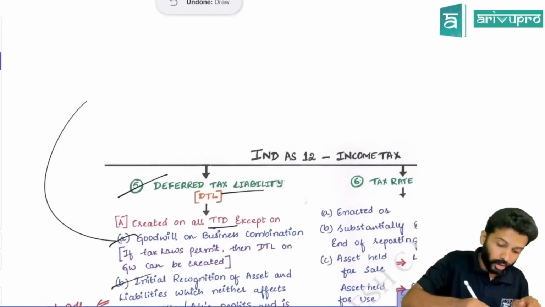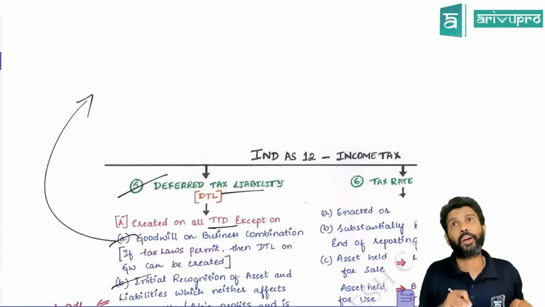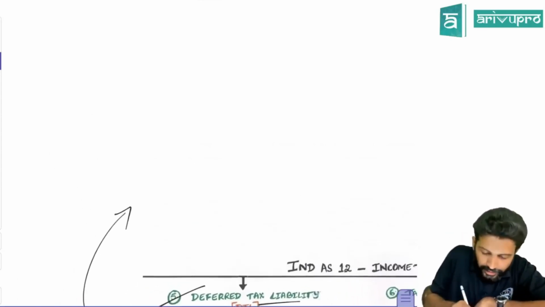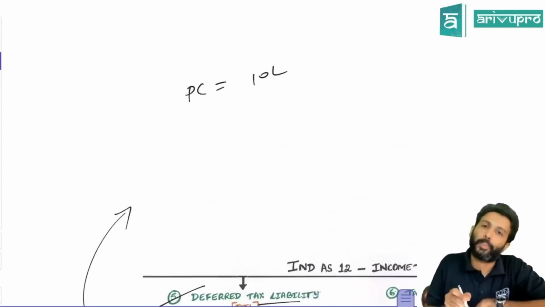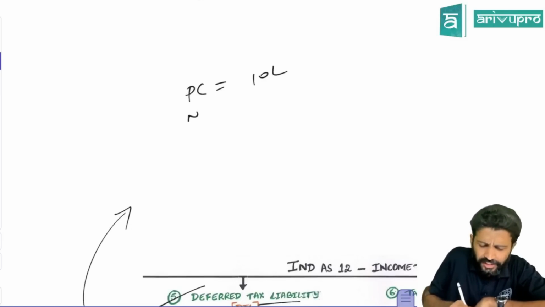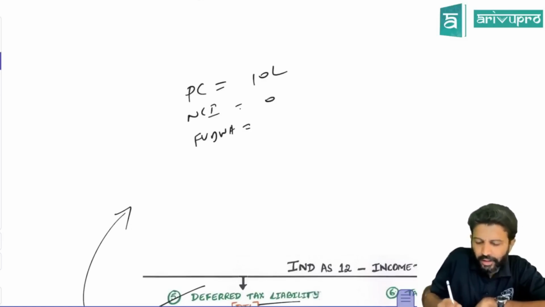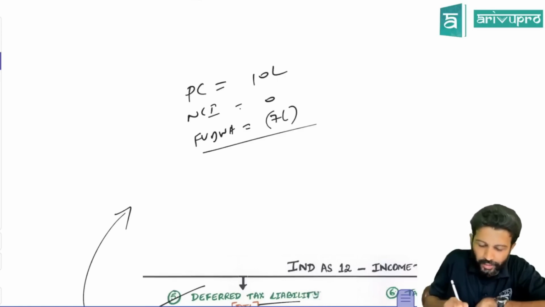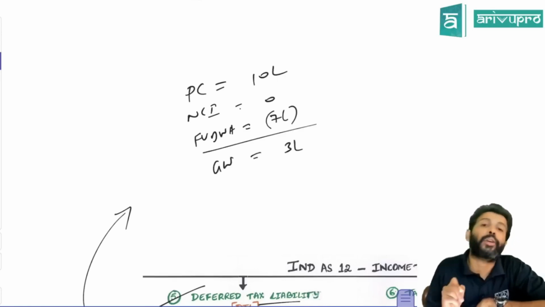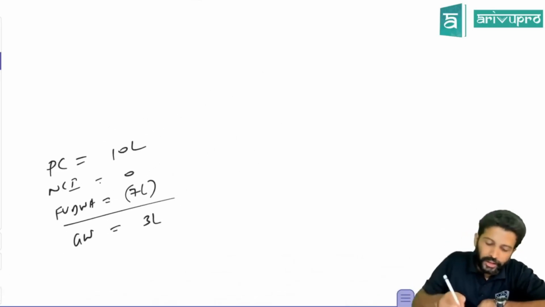So why don't we create deferred tax liability on goodwill? Let me take a small example. Let's say the purchase consideration is 10 lakh rupees. NCI is, let's say, 0. Fair value of net assets is, let's say, 7 lakh rupees. That means you will get a goodwill of 3 lakh rupees. Correct? What is the journal entry you will pass for this?